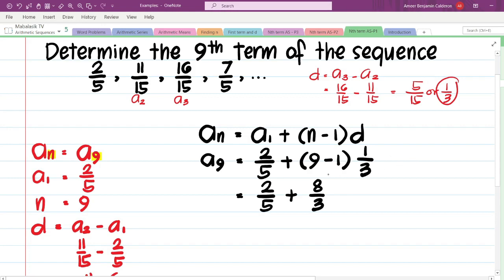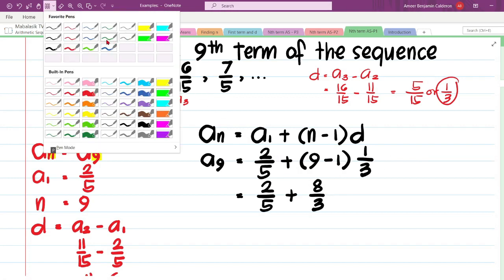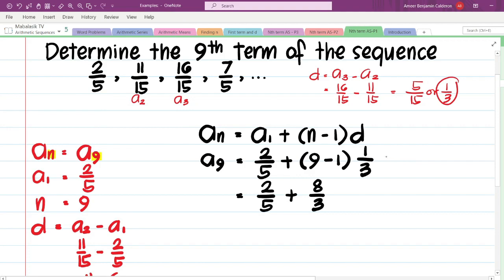For those who did not get that, let me use another pen color and write it here. So 9 minus 1 is going to be 8 times 1/3. So this is a whole number multiplied by a fraction, and the whole number has a denominator of 1. So you just multiply the numerator by the numerator and the denominator by the denominator, giving us 8 over 3.